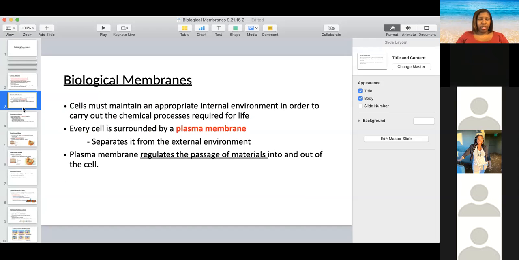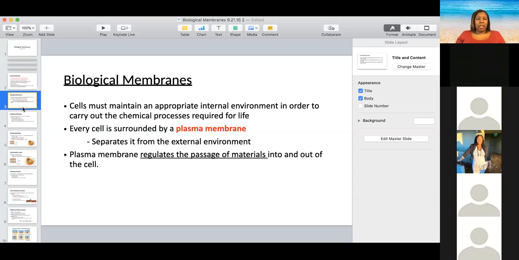All right, so biological membranes. I kind of already gave you this introduction: cells must maintain an appropriate internal environment in order to carry out the chemical processes that are required for life. We've talked about this in great detail already, about the importance of maintaining that stable equilibrium, because the cell has a lot of work to do. There are a lot of jobs, processes, and chemical reactions that take place in the cell, so the cell needs to maintain a nice stable environment. The first thing you're writing down in your notes is that every cell is surrounded by a plasma membrane.